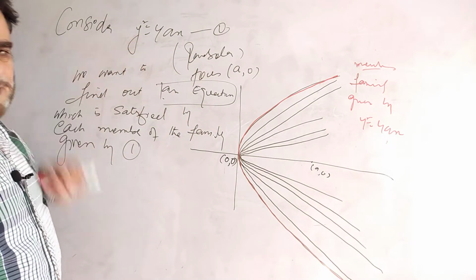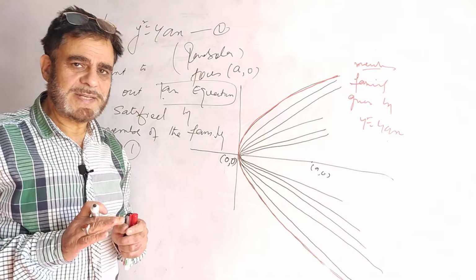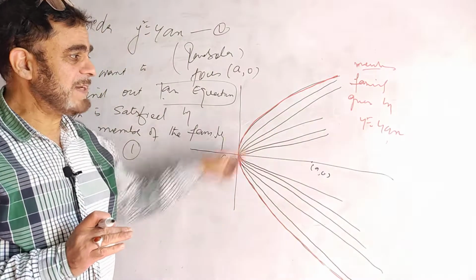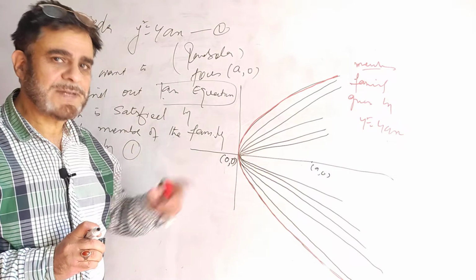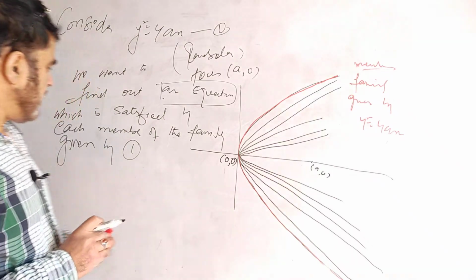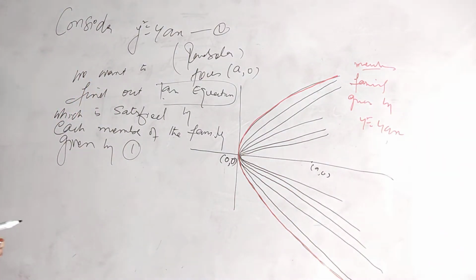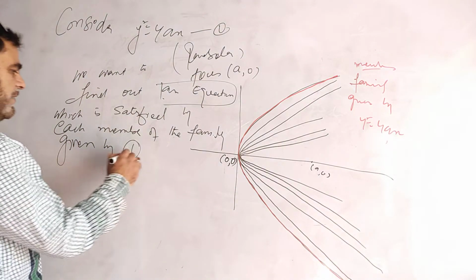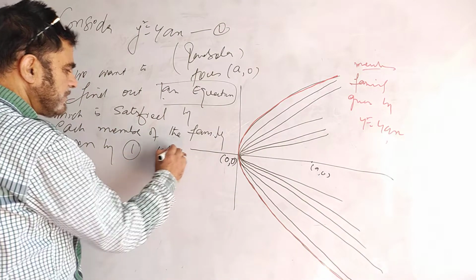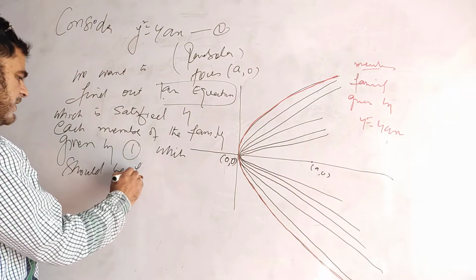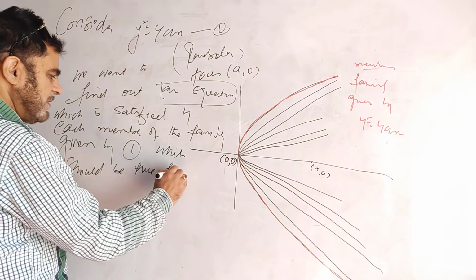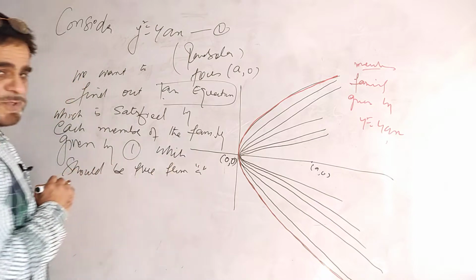Now you are interested to develop an equation which is satisfied by every member of the family, and it should not involve a, because a is different for each member of the family. It should be free from a. How do we proceed?